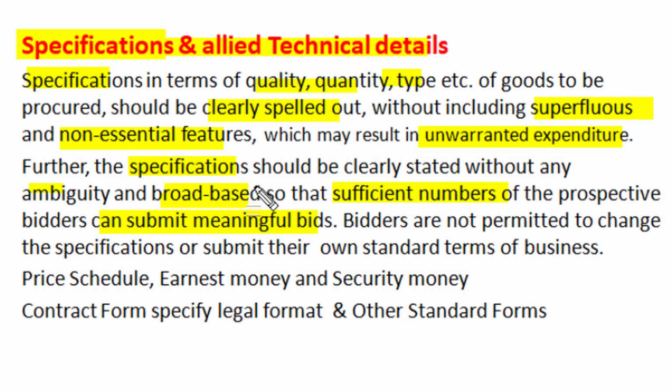In the bid document, bidders are not permitted to change the specification or submit their own standard terms of business. They have to follow the specification and terms as stated in the bid document by the procurement entity. The bid document also includes the price schedule, earnest money and security money details, amount, and how they are to be paid. The bid document also includes a contract form which specifies the legal format and other standard forms.